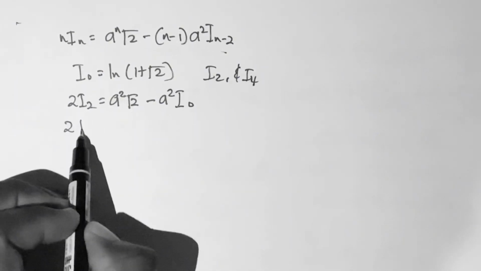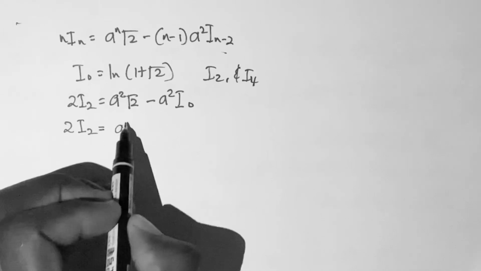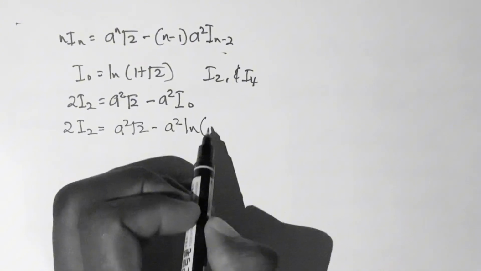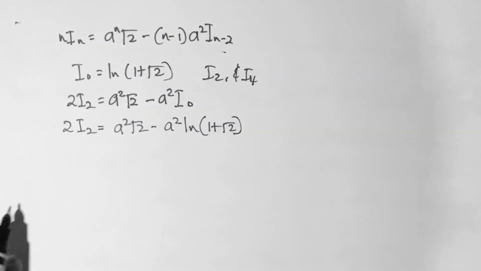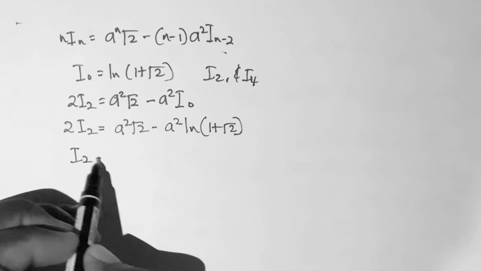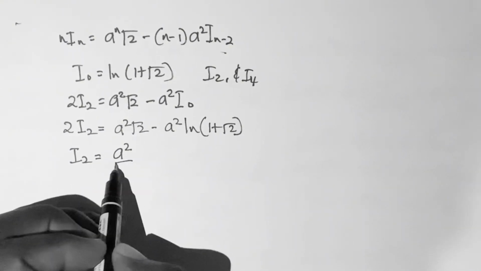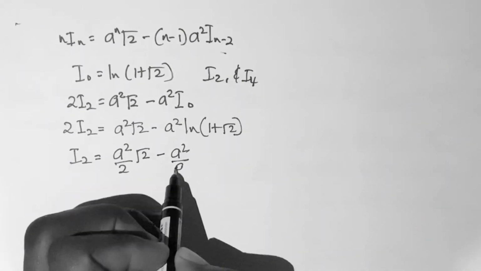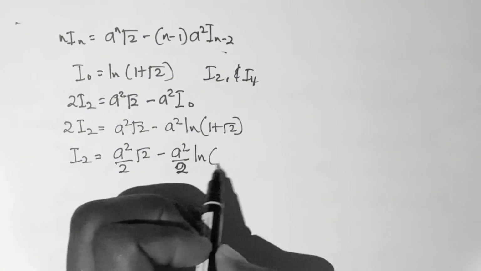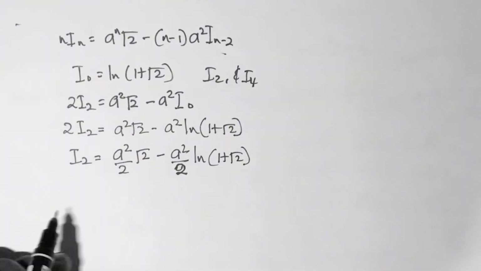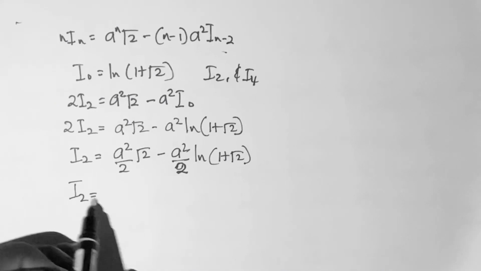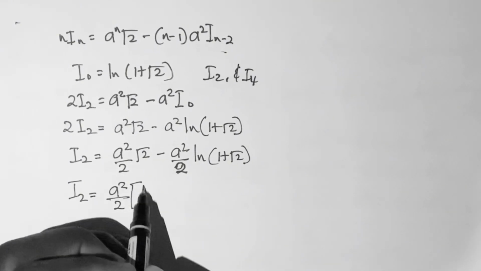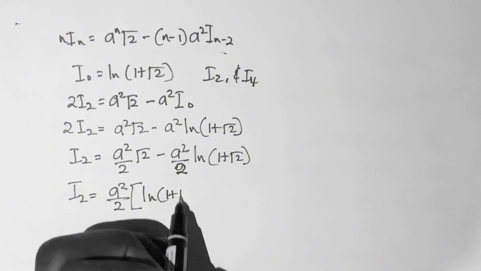So we can further simplify this as 2I of 2 is equal to a squared root 2 minus a squared times I of 0, which is natural log of bracket 1 plus square root of 2. So I of 2 is equal to a squared over 2 square root of 2 minus a squared over 2 natural log of bracket 1 plus root 2. So at the end of the day, we can factorize a squared over 2 out. We are left with natural log of bracket 1 plus root 2.